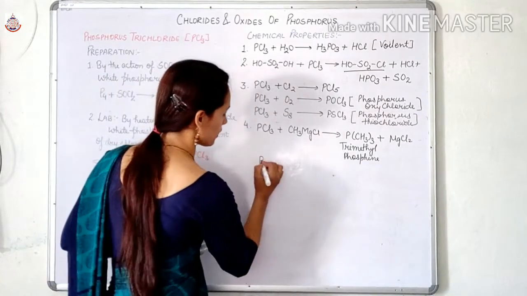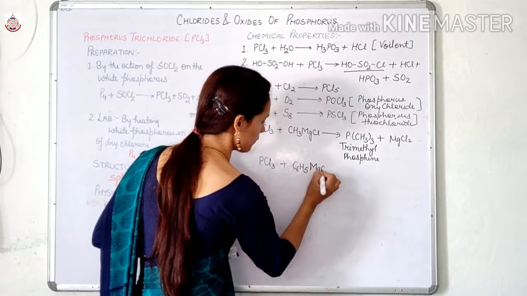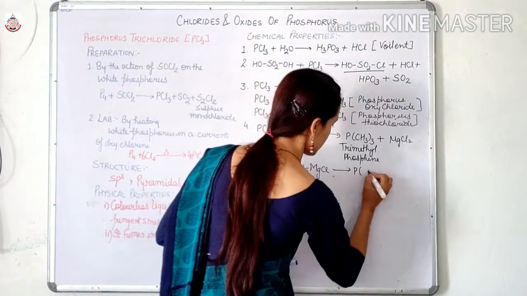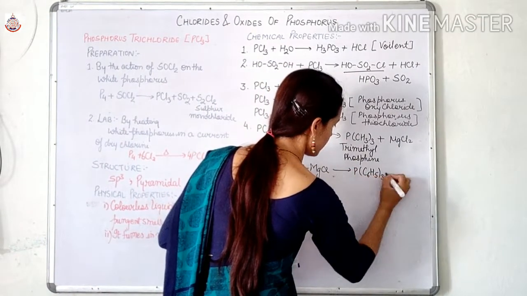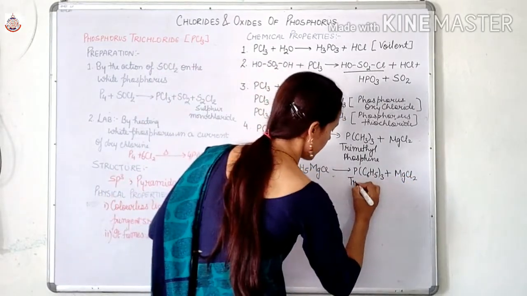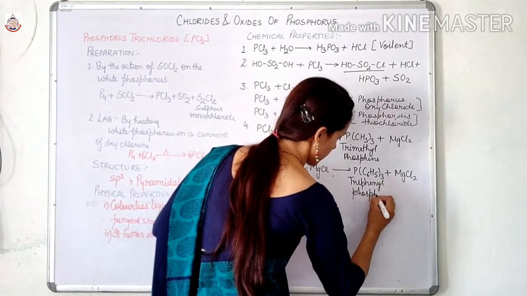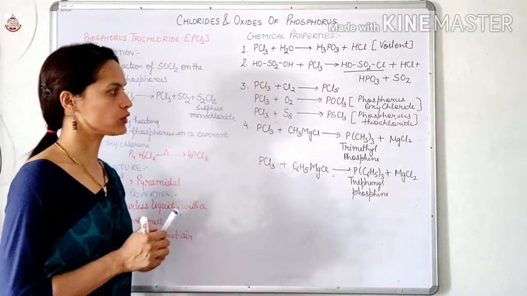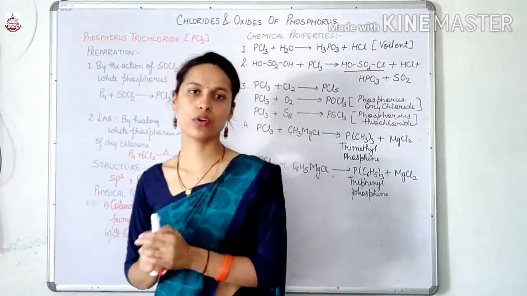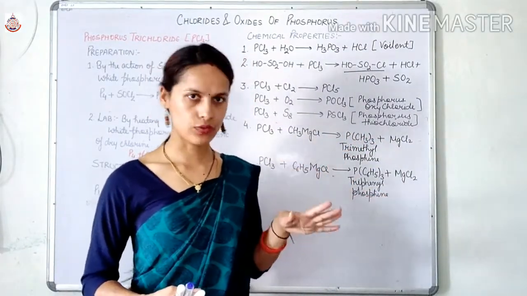Now suppose in the place of this we have C6H5, that is an aryl group. First we had an alkyl group and now we have an aryl group. Then it forms P(C6H5)3 plus MgCl2. And this one is known as triphenyl phosphine. So when phosphorus trichloride reacts with the Grignard reagent, it forms the substituted product of the phosphine, whether it is trialkyl phosphine or triaryl phosphine.